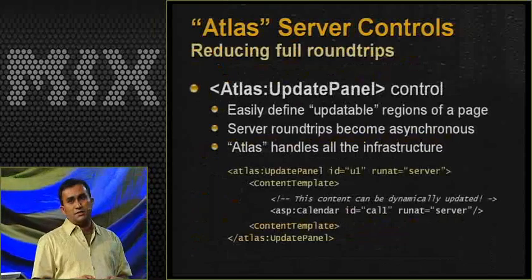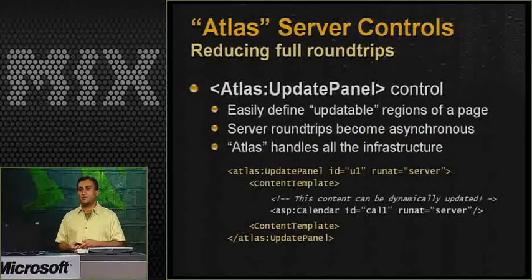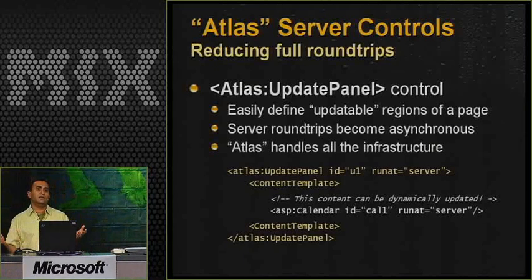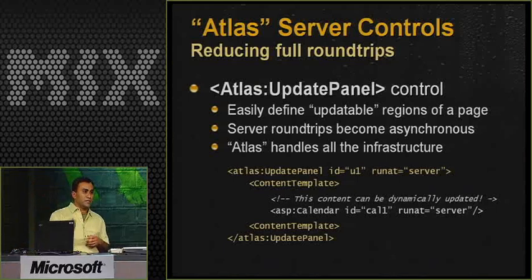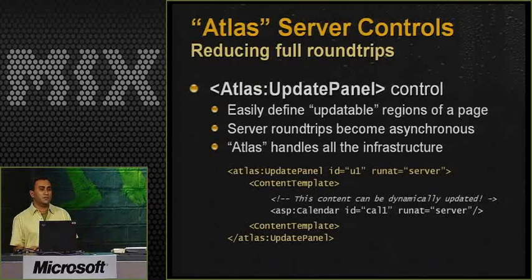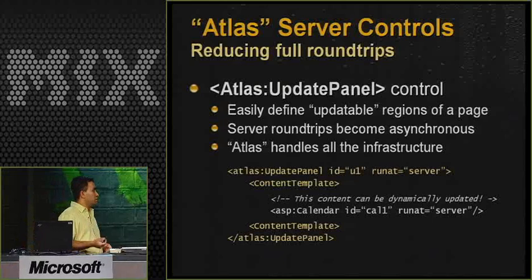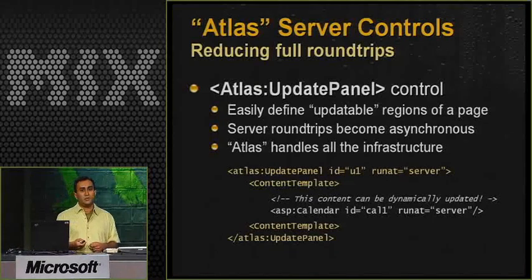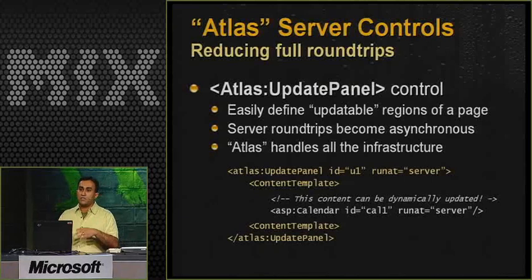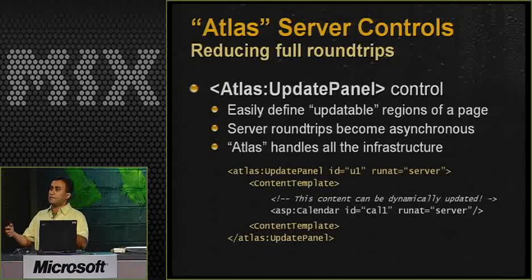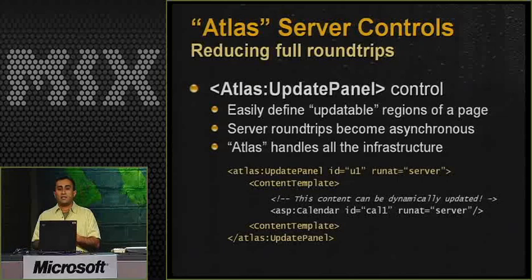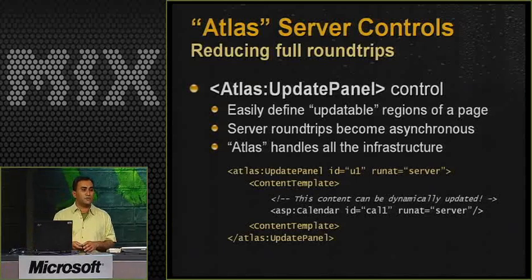So one of the key concepts in the ASP.NET Atlas server controls is the update panel. When you're building a server-centric application, typically every time you post back to the server, it causes a whole page refresh, changes the browser history, all those kinds of things. So what you'd really like to do is control that on a much more fine-grained basis and be able to divide your page into parts that can be independently updated without causing the whole browser state to refresh.